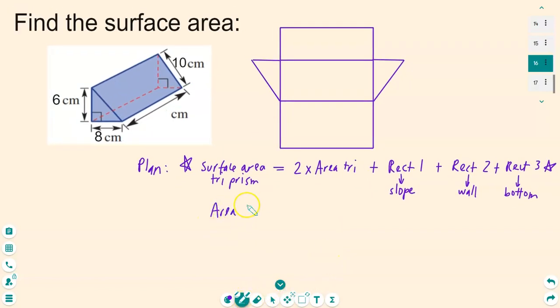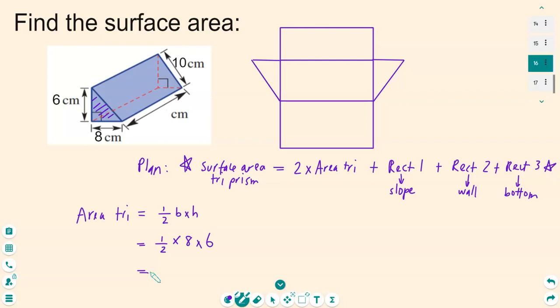Area, triangle. Let's find them all down here. Area, triangle. Start with a formula. Formula for area of a triangle is half base times height. Or you might have seen it as base times height divided by 2, whichever you prefer. We'll just use half base times height here. Half times, and we're looking at this triangle shape. The base of that is 8. The height of that triangle, the perpendicular height, is 6.